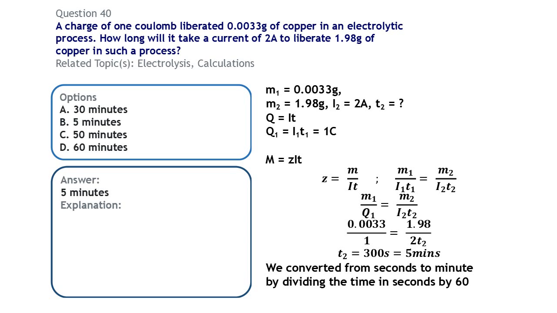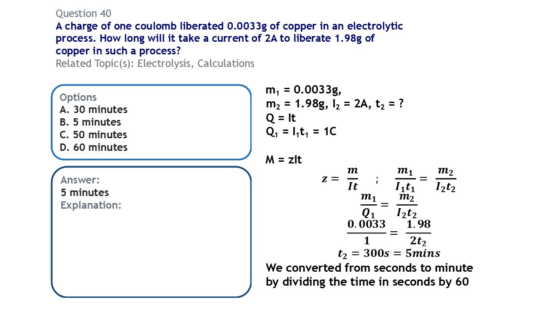Then we do our substitution. So the M1, the original mass that was liberated, was 0.0033 over Q1, the charge that it took, which was 1 coulomb, equal to the new mass that was liberated over the current that liberated that mass, 2, times T2. So we are looking for this T2 here. So we cross multiply. If you cross multiply this, you are going to get 0.0033 times 2 T2. So 0.0033 times 2 gives 0.0066. Then multiply this by 1, you get 1.98. That means I'm going to get 0.0066 T2 is equal to 1.98.